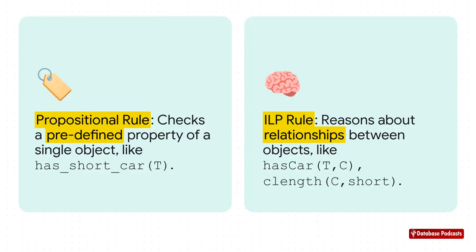And here's the absolute key difference. A simple propositional rule just checks a property that's already there, like has short car. It's a simple true-false. But an ILP rule, it can reason about the relationships themselves. It can say something way more complex like, look for a train T, where there's a car C, and that train T has that car C, and the car C's length is short.